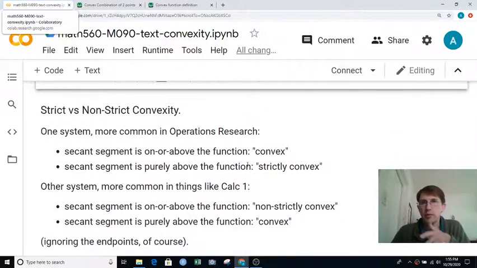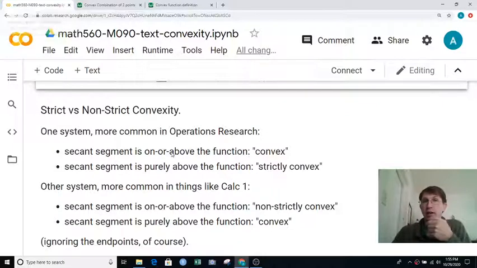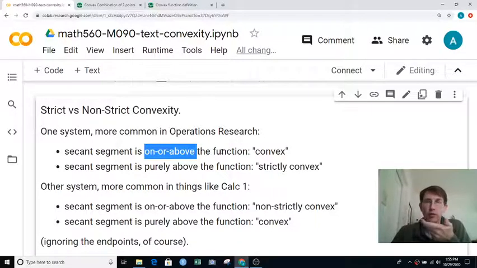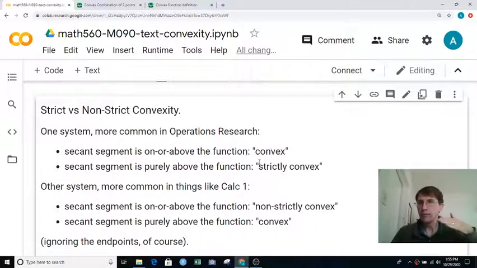Let's talk a little bit more about vocabulary. In calculus, you usually said f double prime has to be strictly positive, not including 0, which isn't exactly the same as our whole idea of on or above. But in OR, it's pretty common to say that on or above counts as convex. And if you really want some curvature to it, then you can say you want it to be strictly convex, where the secant line segment stays purely above the function. Of course, it's allowed to touch at the two endpoints.